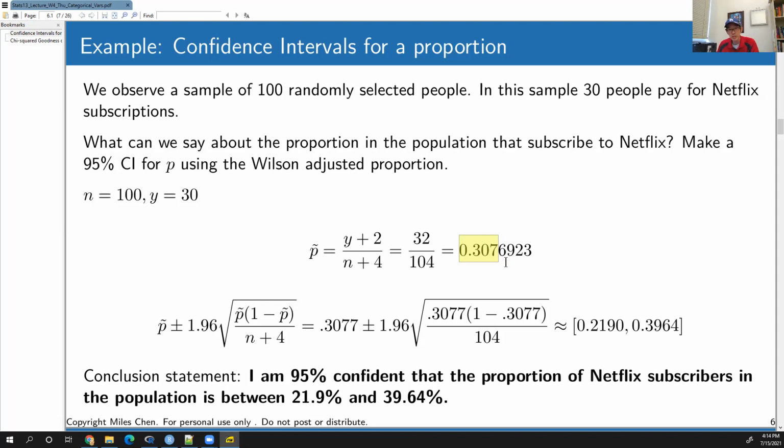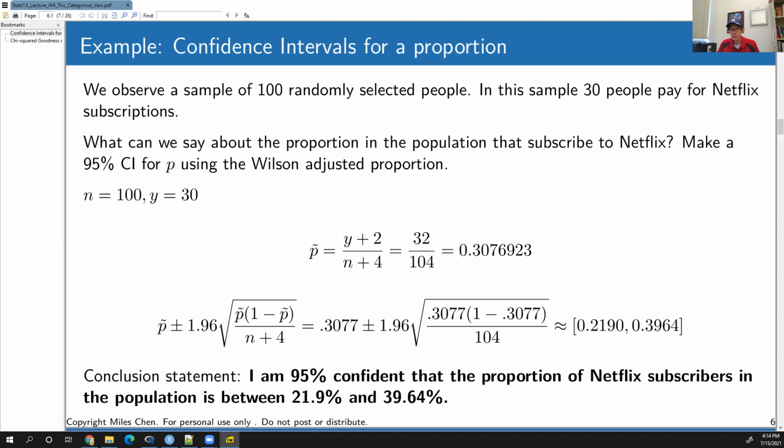Now I'm going to plug the values into the confidence interval formula, which is rather straightforward. Every place you see P tilde, plug in 0.3077, and N is 100. So we have 0.3077 plus or minus 1.96 times this whole thing, and the whole thing computes to something just under 9%, like 8.08 something.